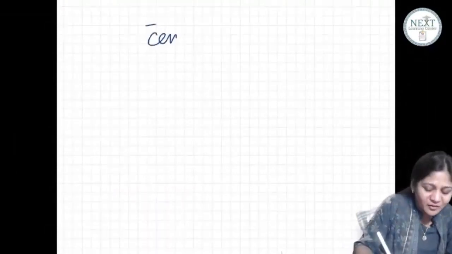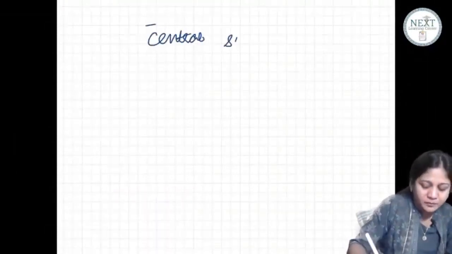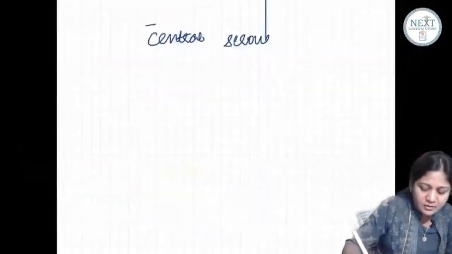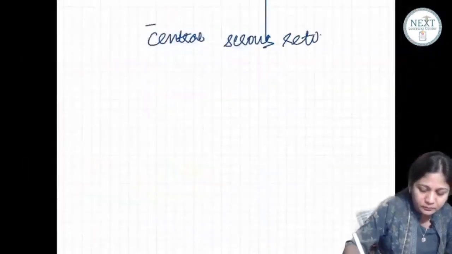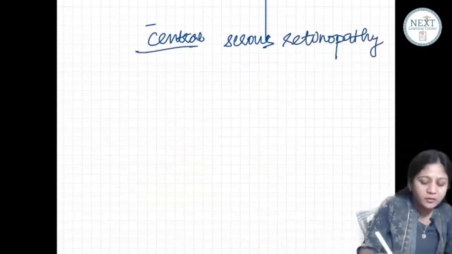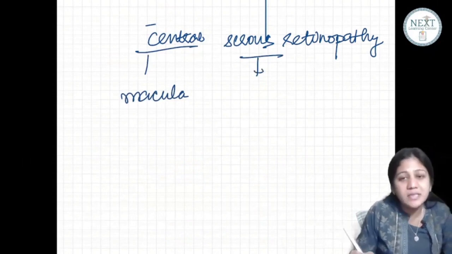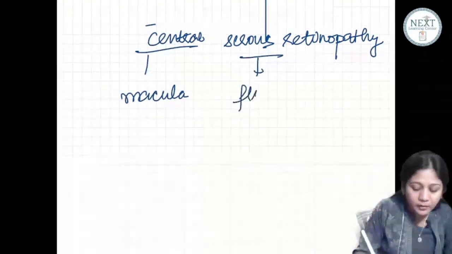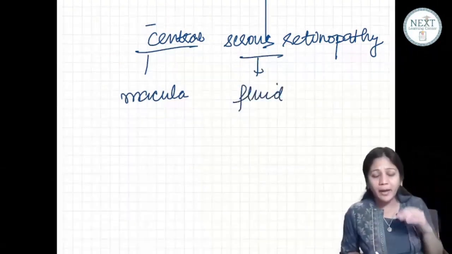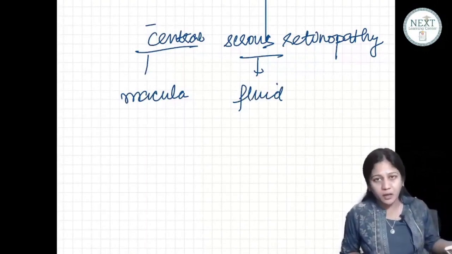So the next topic, which is again very important, is central serous retinopathy. Now, what do you understand by the word central? Central means macula. What do you understand by the word serous? Serous means water or fluid. So you have a collection of fluid in the macula.